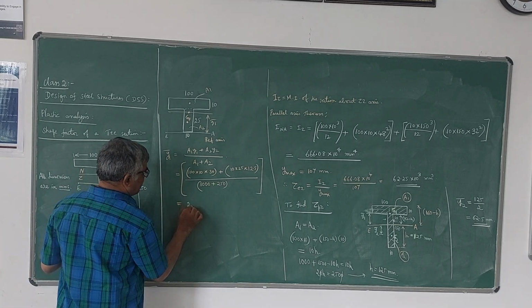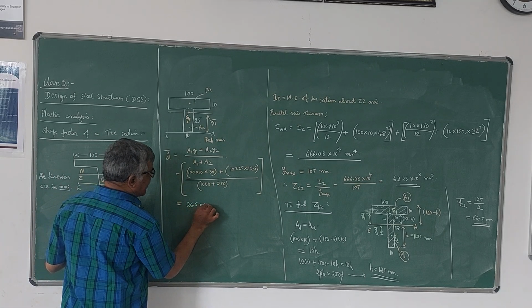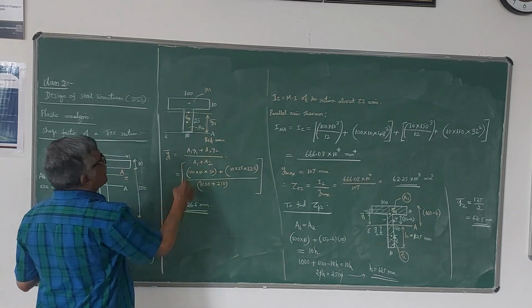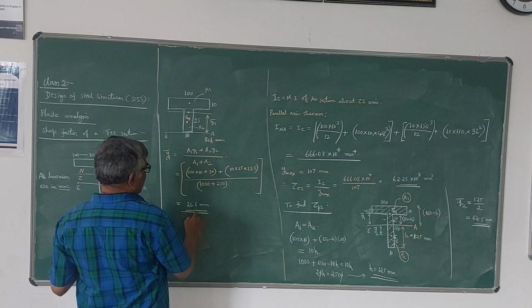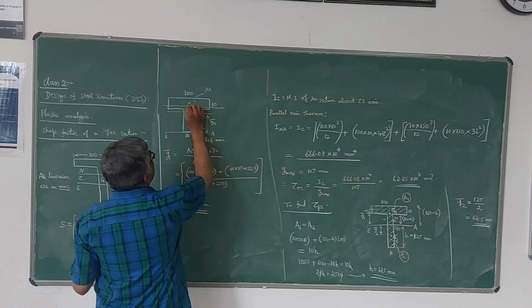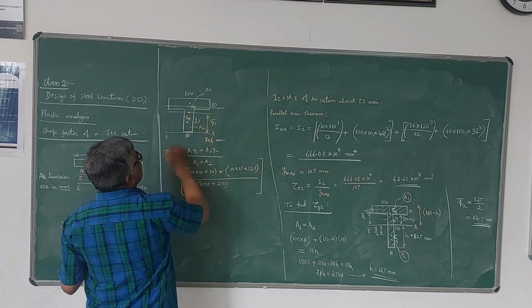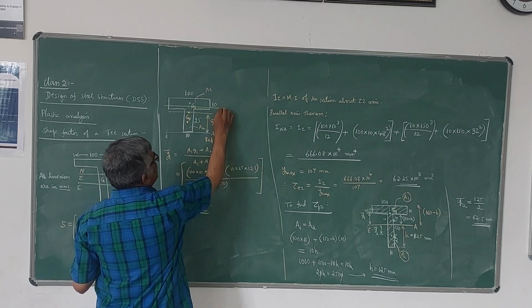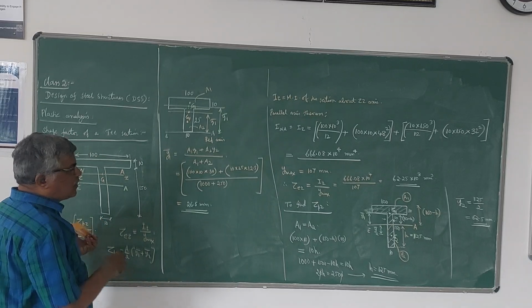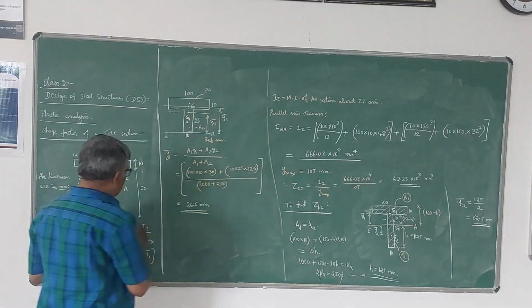26.5 mm. So it is lying in the web portion only, no problem. So you get y1 bar as 26.5 mm, which is less than this. That means after finding, you can say that your G1 is here, and this becomes your y1. Initially you will not be knowing, but after getting that, now y2 bar is known, y1 bar is known.